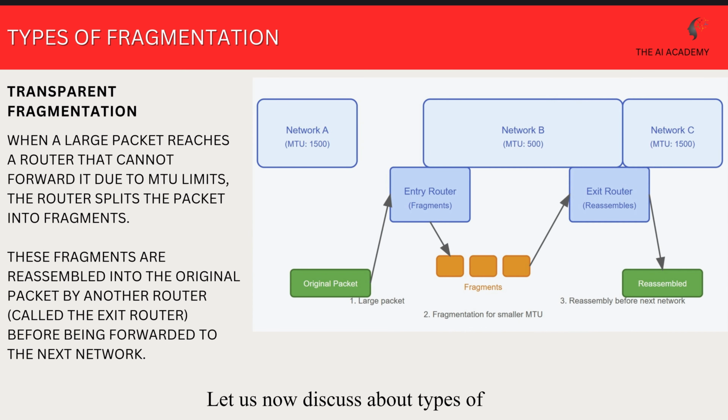Let us now discuss types of fragmentation. Fragmentation can be handled in two ways: transparent and non-transparent fragmentation. Here's how they differ. In transparent fragmentation, packets are fragmented at an intermediate router but reassembled before being sent to the next network.